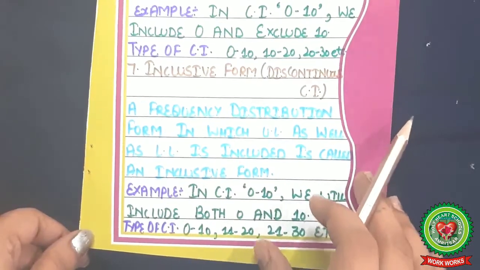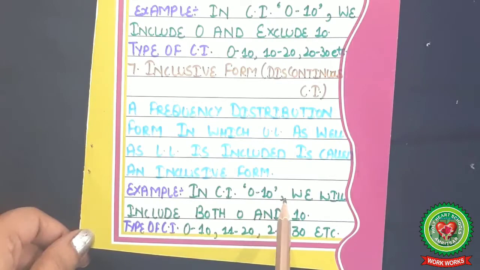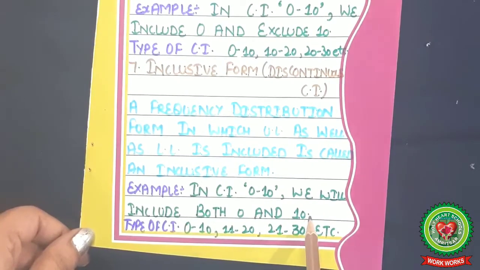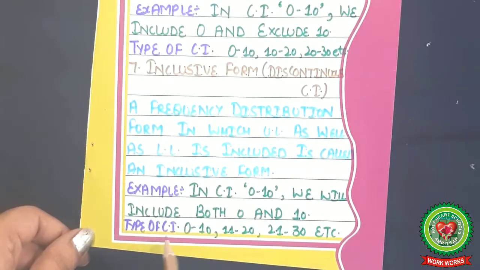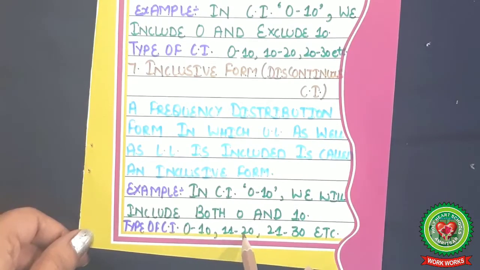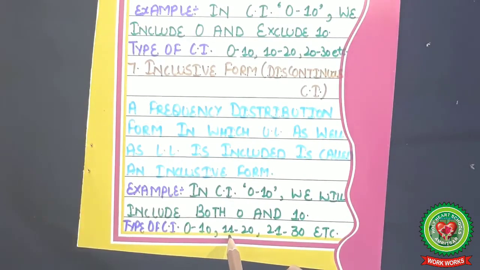Now, for example, in class interval 0 till 10, we will include both 0 and 10 as well. Now, which type of class intervals can there be? There can be 0 till 10, 11 till 20, 21 till 30 and so on. As we can see from this example, this is a discontinuous form of data.